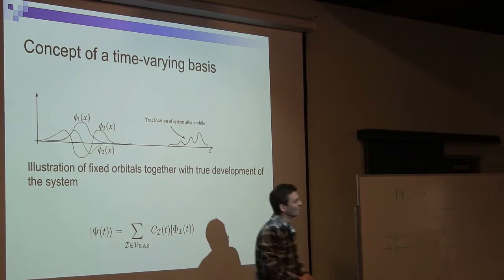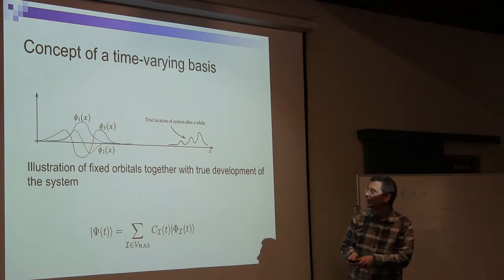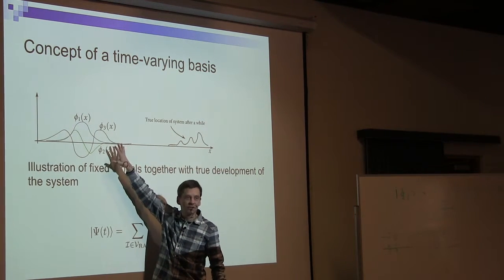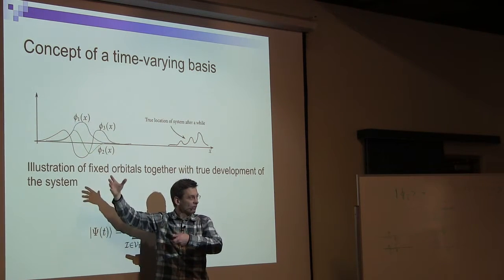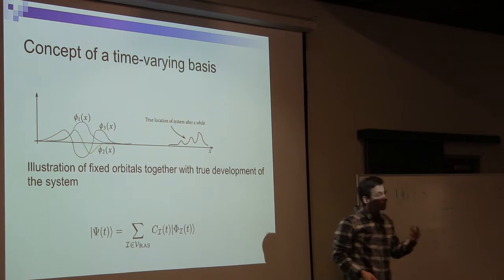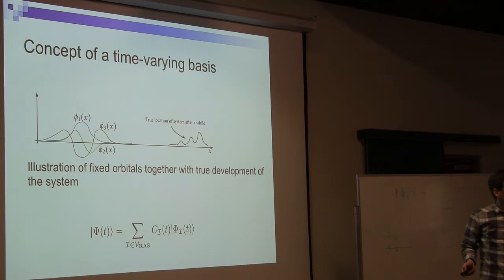I hope that's clear. But if now these orbitals were allowed to follow in some optimal way the true evolution of the system out here, right? If now these orbitals in each time step, as we do the propagation, were allowed to change in the correct way, there was a chance that we could describe this even with three orbitals. That's the idea about a time-varying basis. And the idea is, of course, that we can do with much fewer orbitals, right? Instead of having to build up a single particle basis with orbitals describing the full space in the start, we can maybe do a few and let them move around.